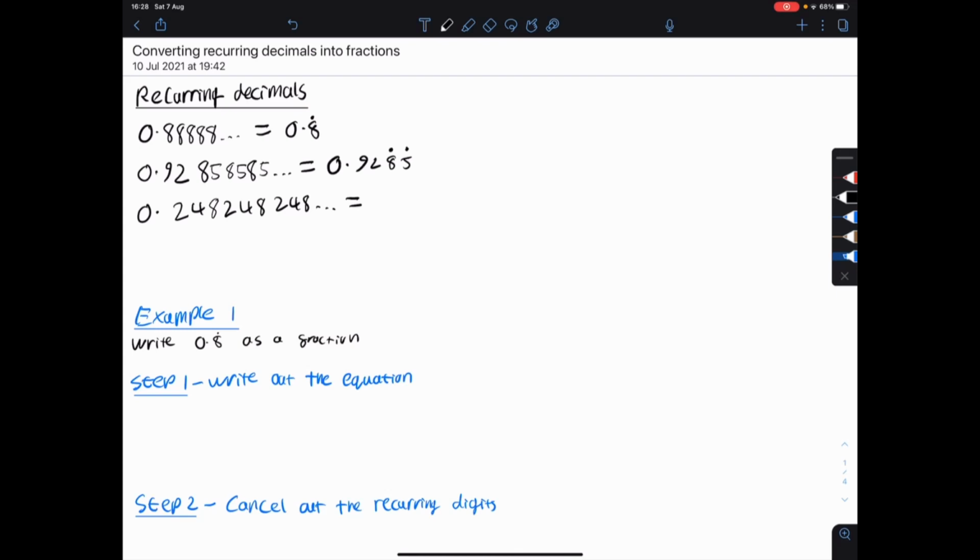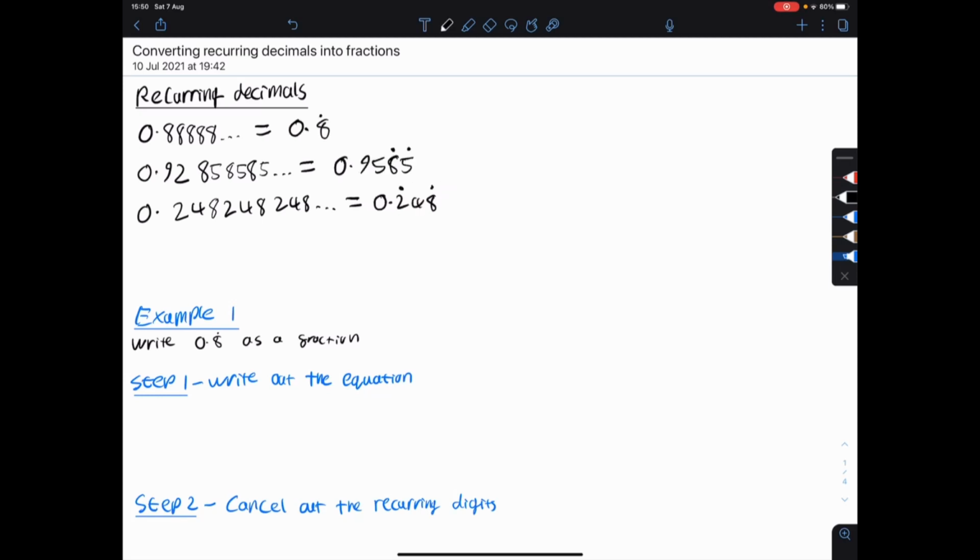Okay, so finally we have, for our third example, 0.248248248, where the 248 pattern will repeat forever, so we have a recurring decimal. And an easier way to write this is 0.248 with a dot above the 2 and a dot above the 8. We put the dots over the endpoints of the part of the decimal that will repeat forever. This saves us from putting a dot above every single number that will repeat.